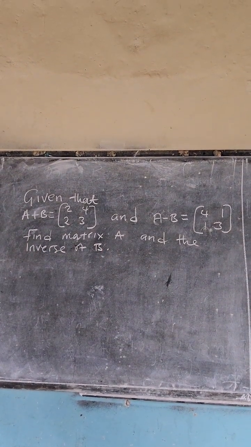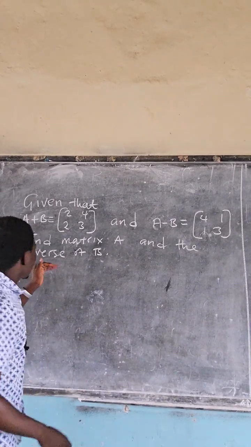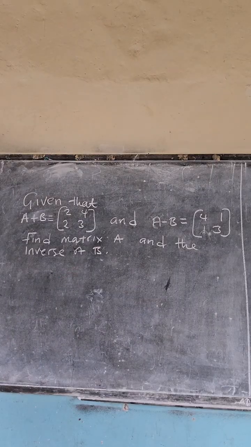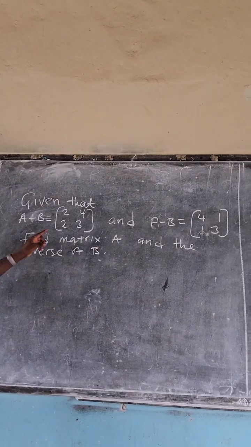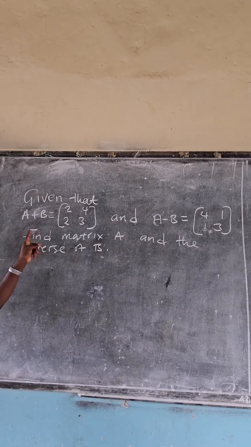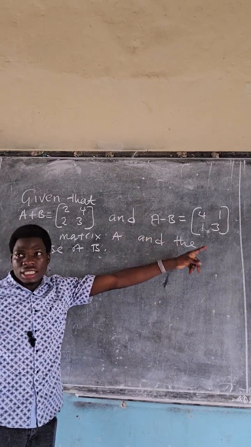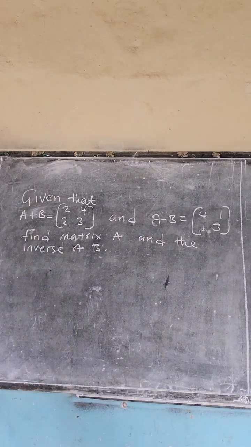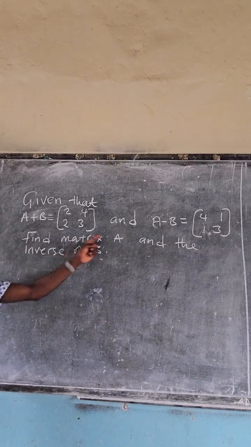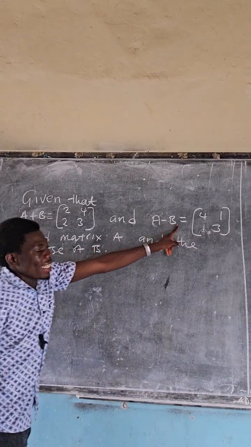So now, in this case, if you look at the question very well, you are going to realize that matrix A and B are not given, and therefore you need to first find them, because what is given here is just A plus B, which is this matrix, and A minus B, which is that matrix. Now the question is to get the matrix A. How do we get matrix A if we are given A plus B and A minus B?